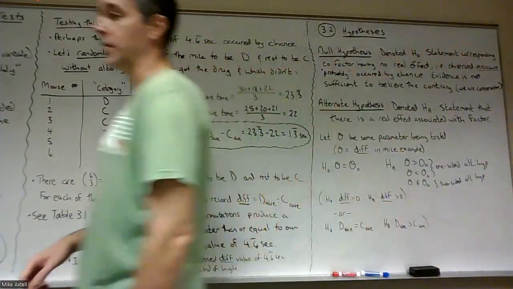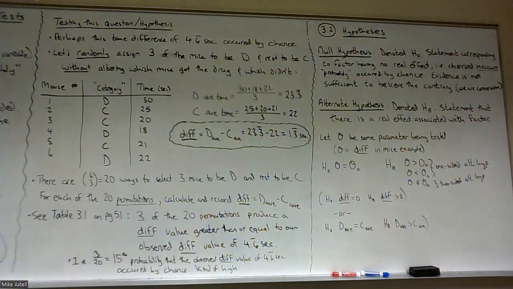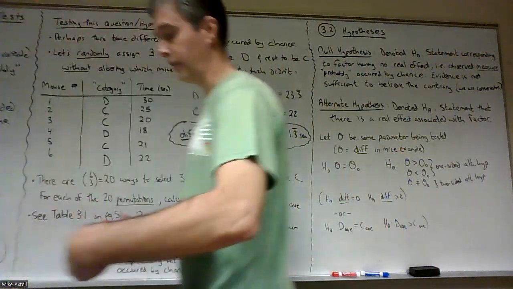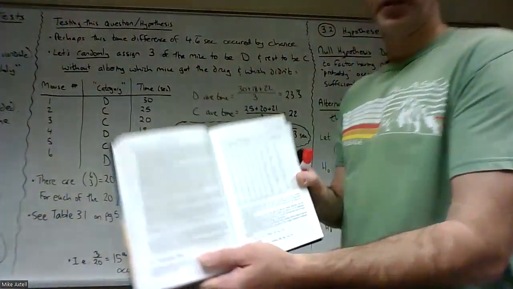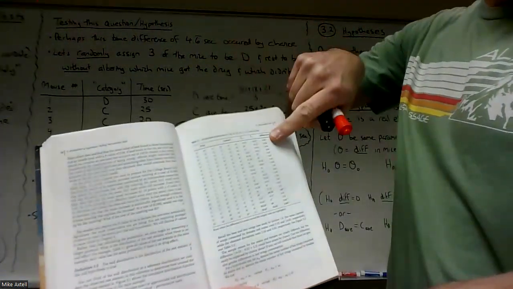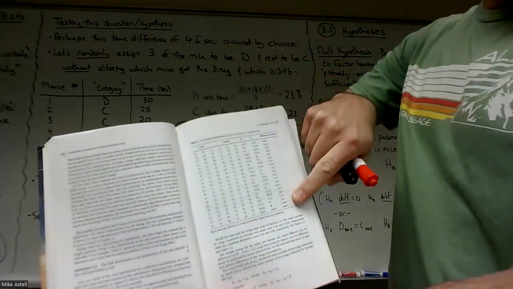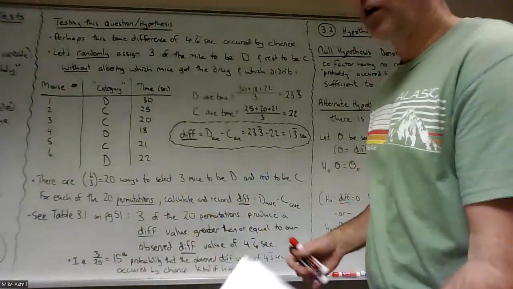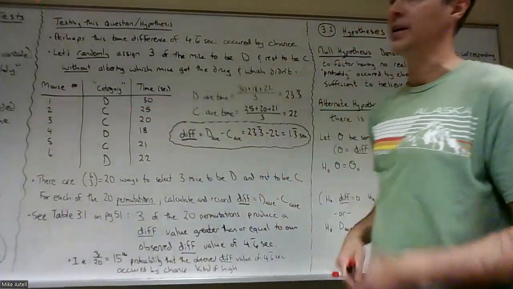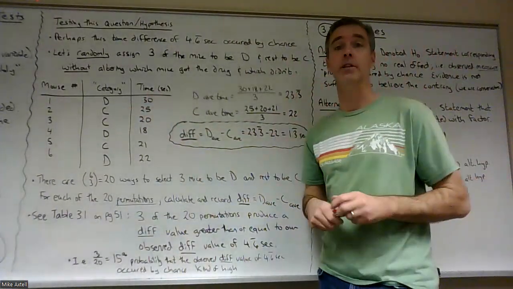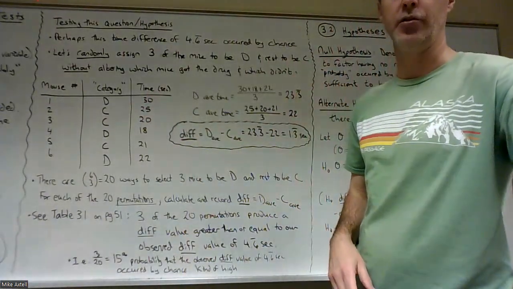And the book actually does that in the table on page 51. Okay, so it's in your book. You can look it over, and right in the far column is all those differences of the averages. Okay, and one of those permutations happens to be the actual correct assigning of D and C based on whether the mouse received a drug or not.